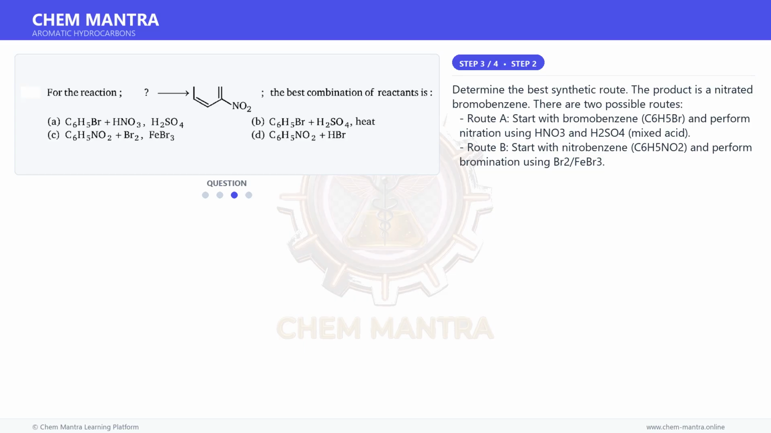Determine the best synthetic route. The product is a nitrated bromobenzene. There are two possible routes. Route A, start with bromobenzene, C6H5Br, and perform nitration using HNO3 and H2SO4, mixed acid. Route B, start with nitrobenzene, C6H5NO2, and perform bromination using Br2, FeBr3.